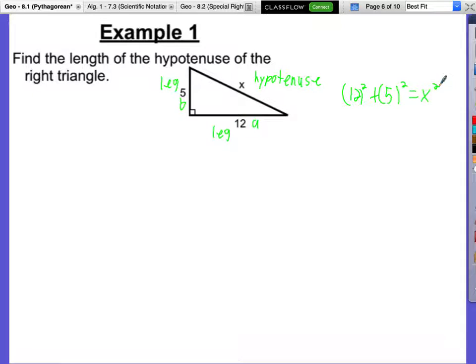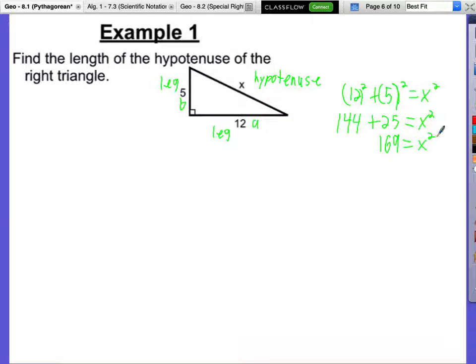12 times 12 is 144. I put parentheses because if we put a negative in there, a length can't be negative. You don't have to, but I always put in parentheses when I substitute. What is 12 times 12? 144. If we don't know that, we could type it in the calculator. What's 5 squared? 25. And x squared will stay as x squared. Can we continue to add these two? 169.